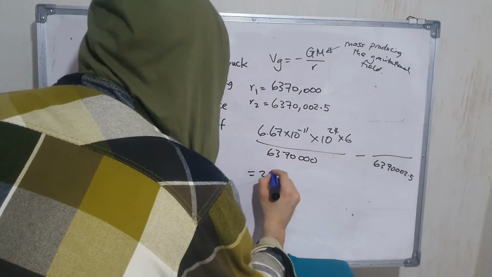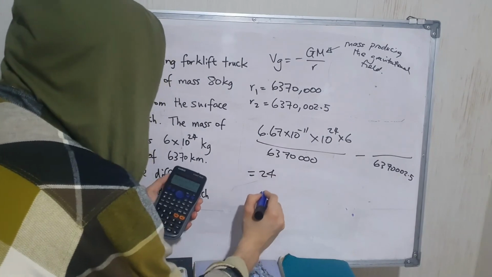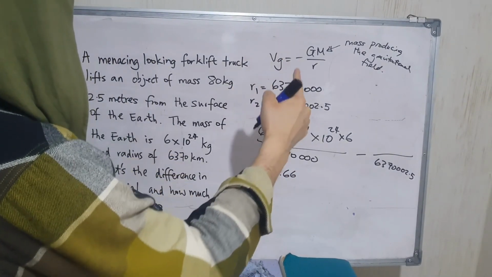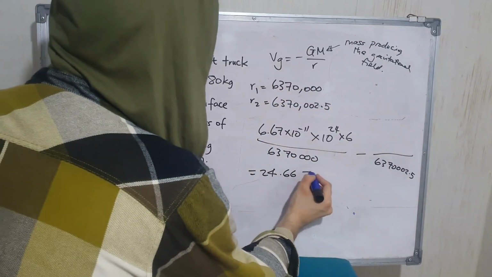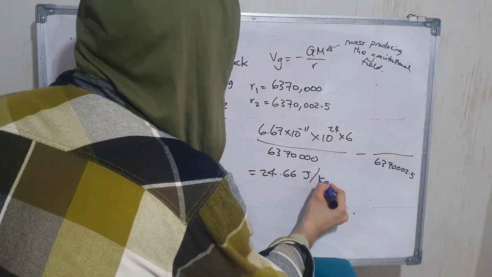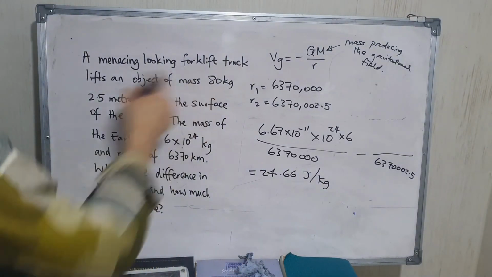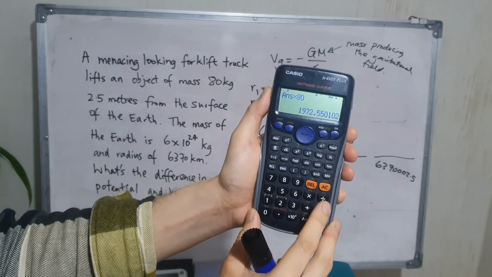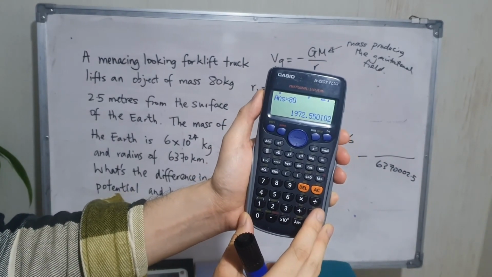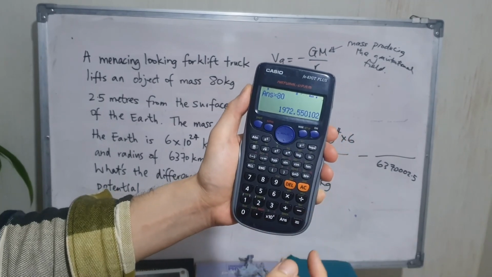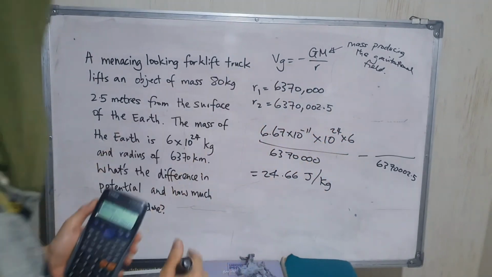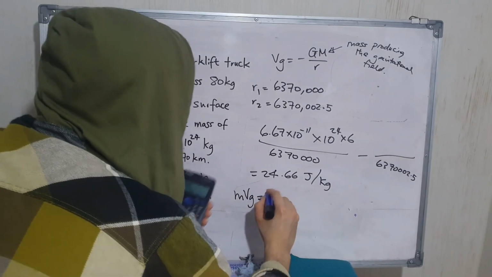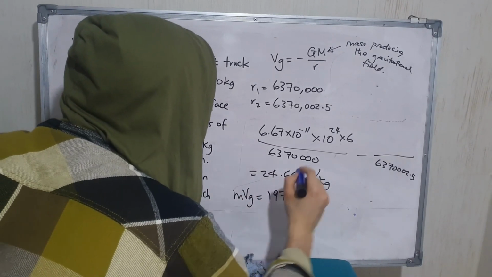So this is 24.66. Now, because the gravitational potential is work done per unit mass, what's the unit? It's joules divided by kilograms. And what's the mass? The mass is 80 kilograms. So you times that by 80. And what does that give you? That gives you 1,972, so let's do it to the nearest whole number, 1973. So m times Vg gives you 1973 joules.